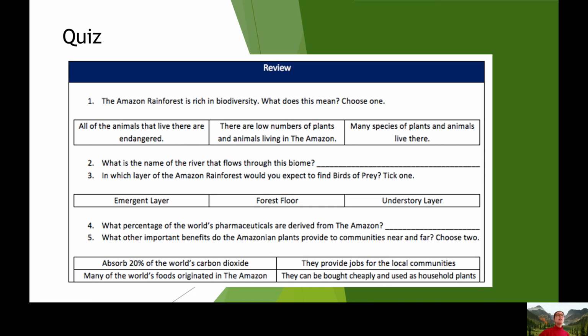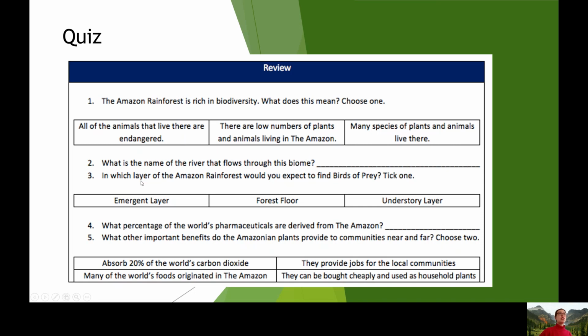Question 2. What is the name of the river that flows through this biome? So this biome being the Amazon rainforest. A biome is just an area where plants and animals live.